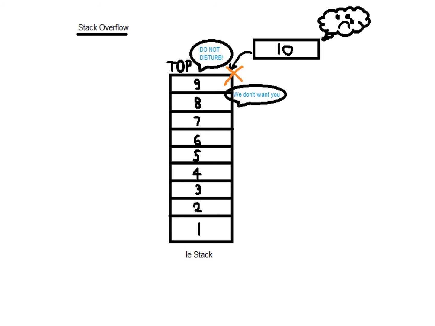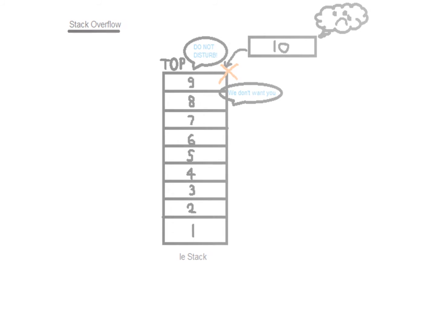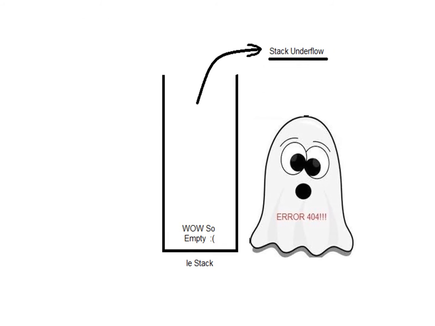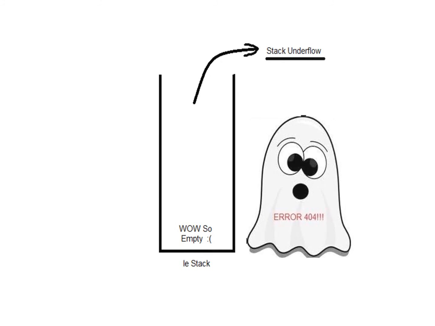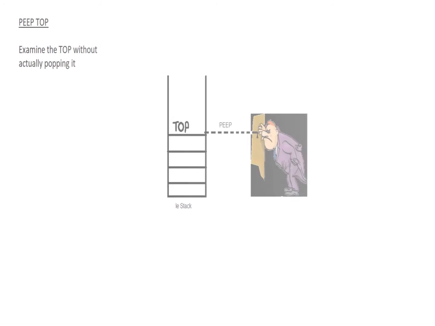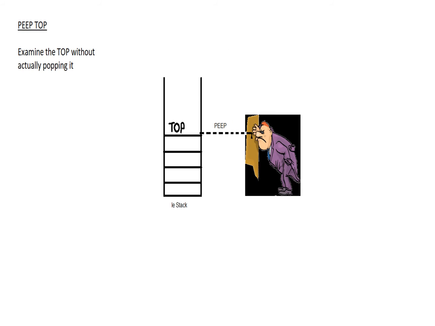Stack overflow is a condition where the stack is already full and we are trying to add a new element to the stack. Stack underflow is a condition in which the entire stack is empty and we are still trying to pop an element out of the stack. Using peep top operation, we can examine the top element without actually popping it. Note that the top element stays in the stack.